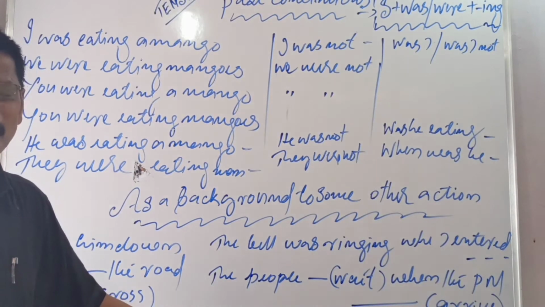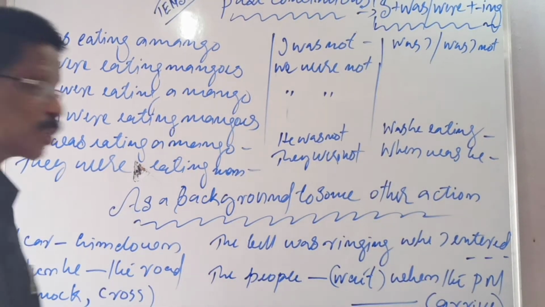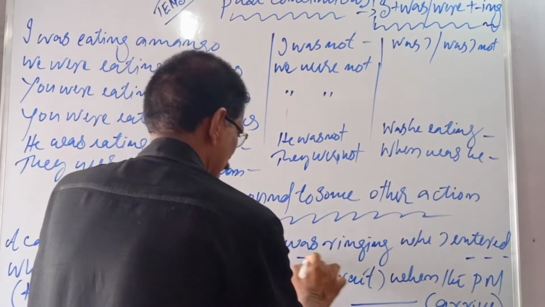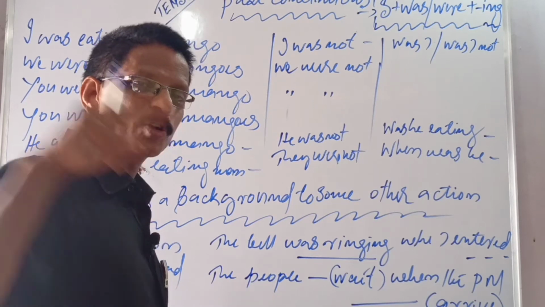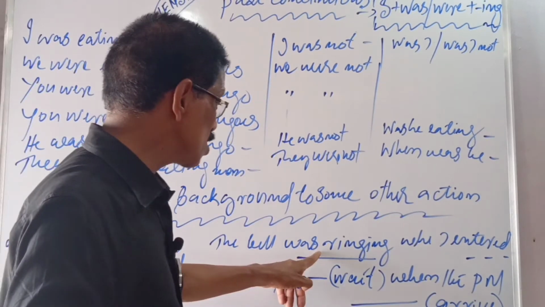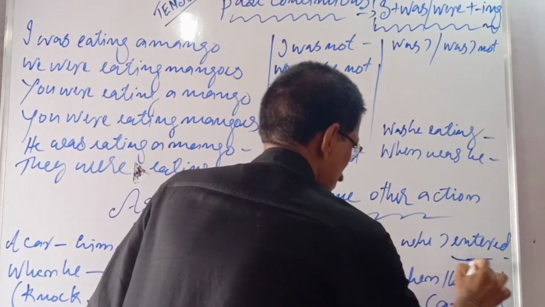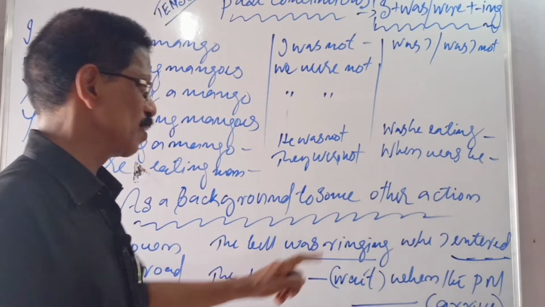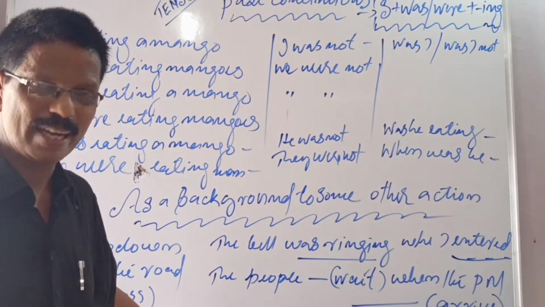Not the sentence, the bell was ringing. The bell was going on ringing. Not a calling bell, but the old type of school bell. Ding, ding, ding. Was singing, ringing, when I entered. Past simple, the past continuous. I entered, and at that time the bell was going on ringing.